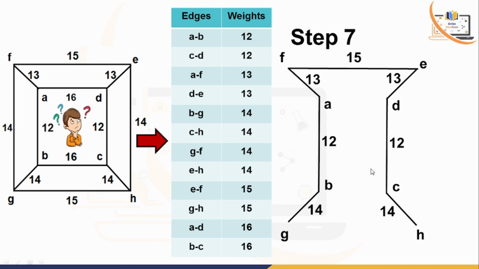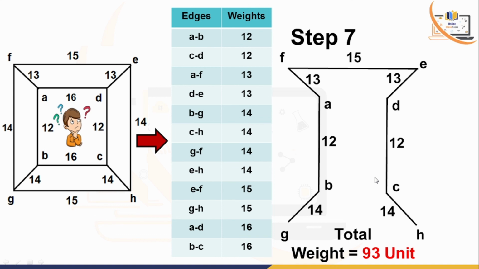Now you can also apply this particular rule to any graph, and you can easily find the minimal spanning tree using Kruskal's algorithm. But the question will arise, what is the corresponding weight of the spanning tree? So just add the corresponding weights like 14, 12, 13, 15, 13, 12 and 14. If you add all these edges, then you can get the total weight of this spanning tree as 93 units.